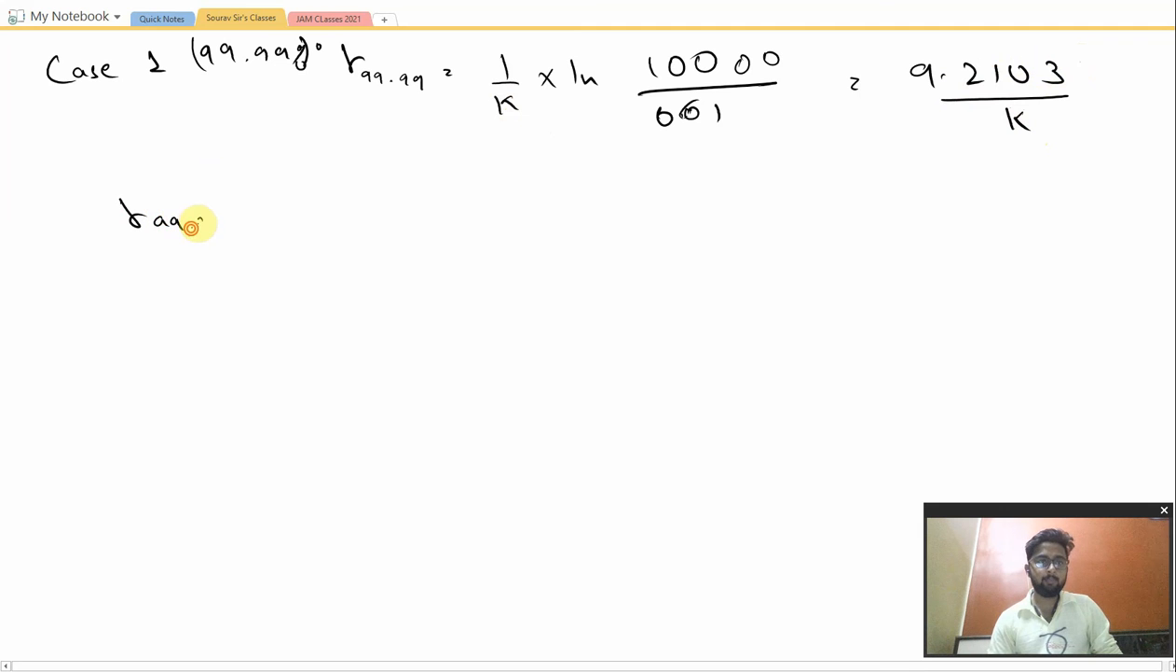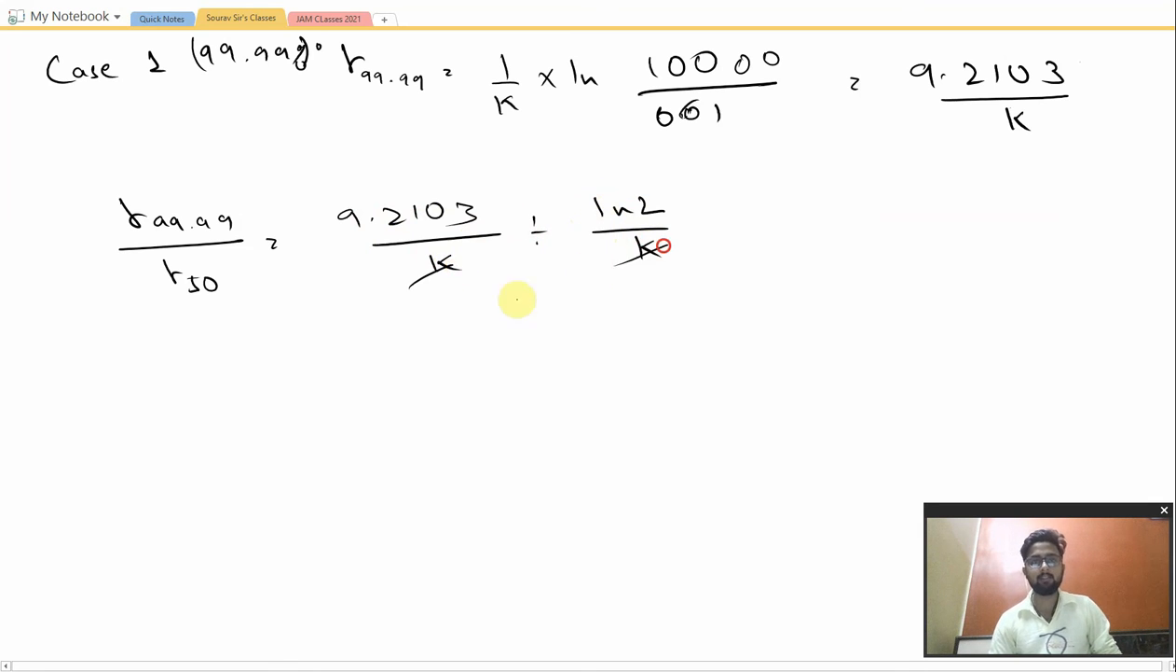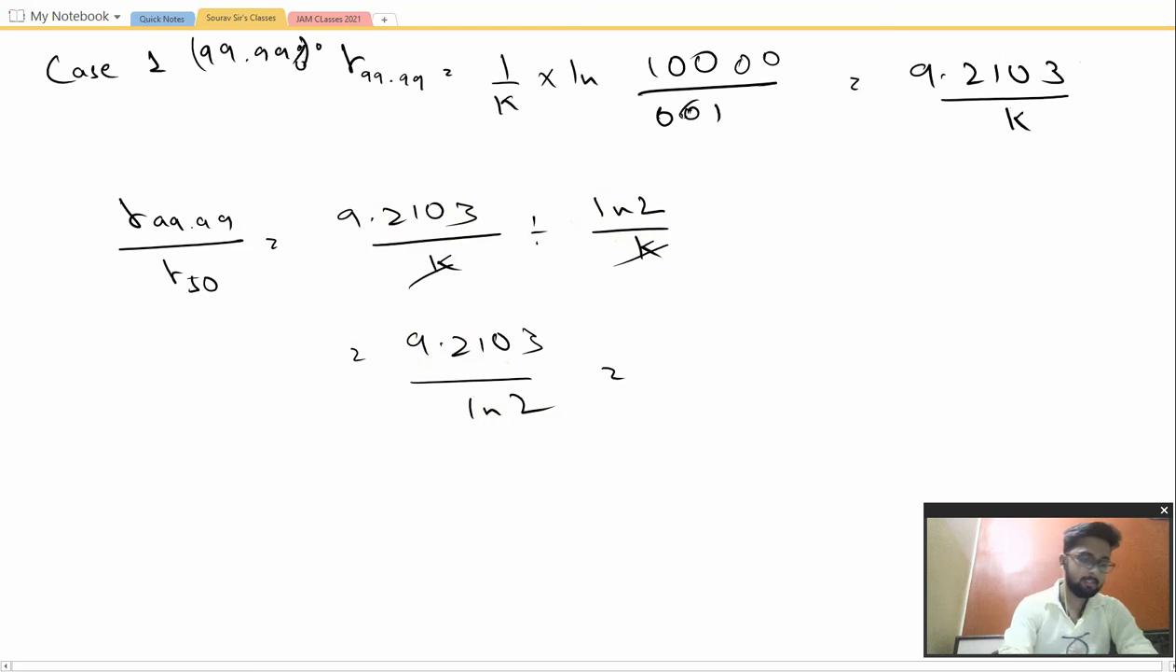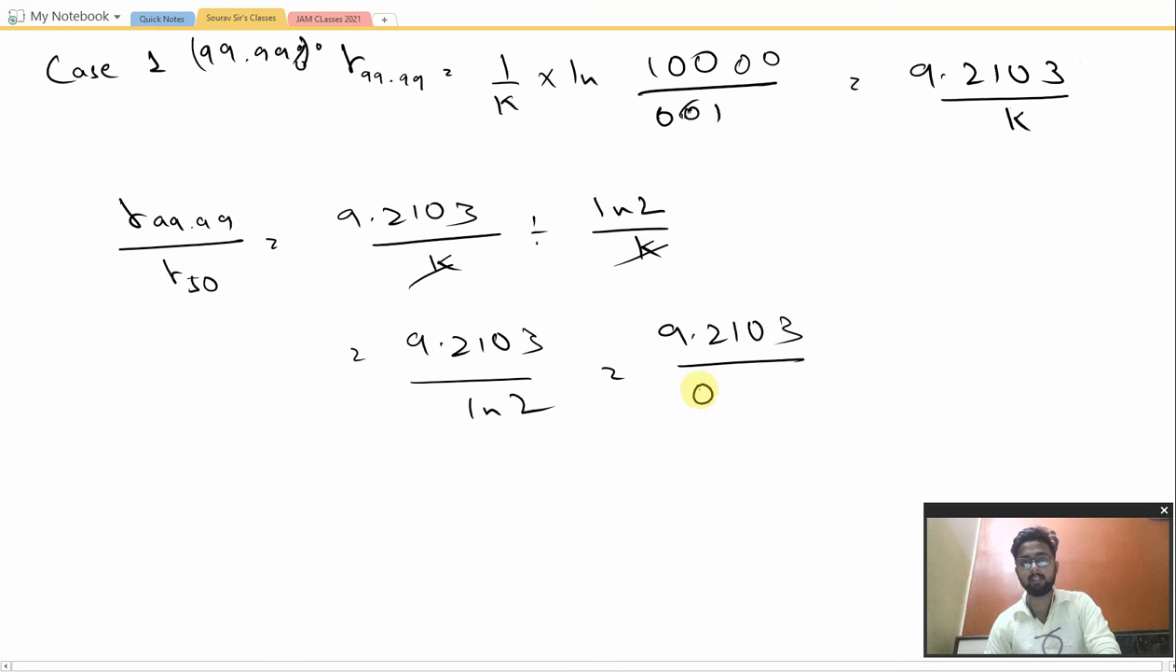So T 99.99, we just give the ratio, T 99.99 divided by T 50 is equal to 9.2103 by K divided by ln 2 by K. So K cancels out, we will be left with 9.2103 divided by ln 2. So we will just calculate the value over here. Putting the value of ln 2, we know that ln 2 is equal to 0.693. So we'll be getting this as divided by 0.693, which will be equal to 13.2877. This will be the value of the ratio.